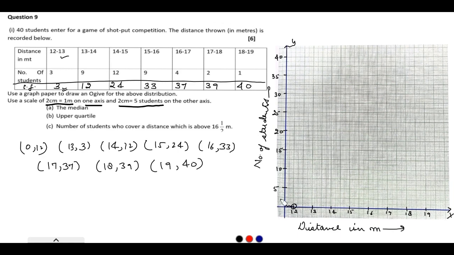Second 13, 3. Now on the y-axis 2 centimeter is equal to 5 students. It means 20 small parts is equal to 5 students. And we have to calculate for 3. 3 students will be 12 small parts. This is 10 and after 2 it is 12. This point will be 13, 3. Next is 14, 12.